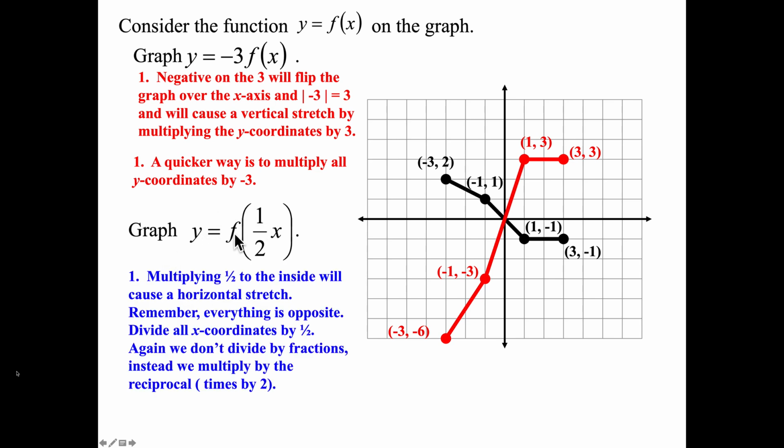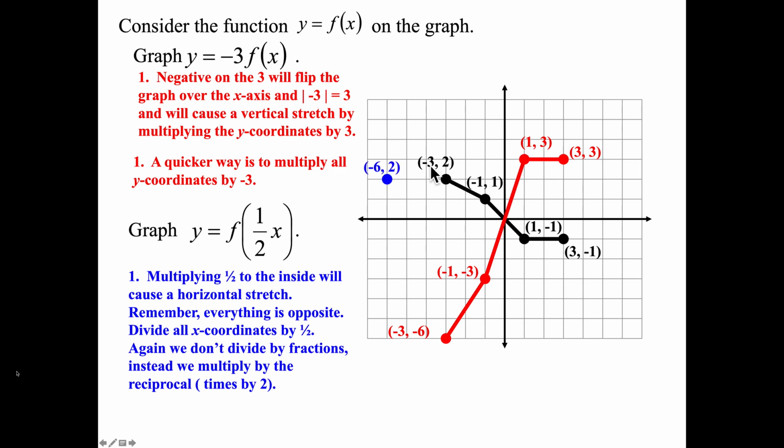Graphing y equals f of 1/2 x. Remember, multiplying by 1/2 on the inside is a horizontal stretch. You can think of it that way, or, it affects the x-coordinates in the opposite of the operator. So multiplying by 1/2, we could say divide by 1/2 or multiply by its reciprocal, so times 2. Take all those x-coordinates of the original graph and multiply them by 2.